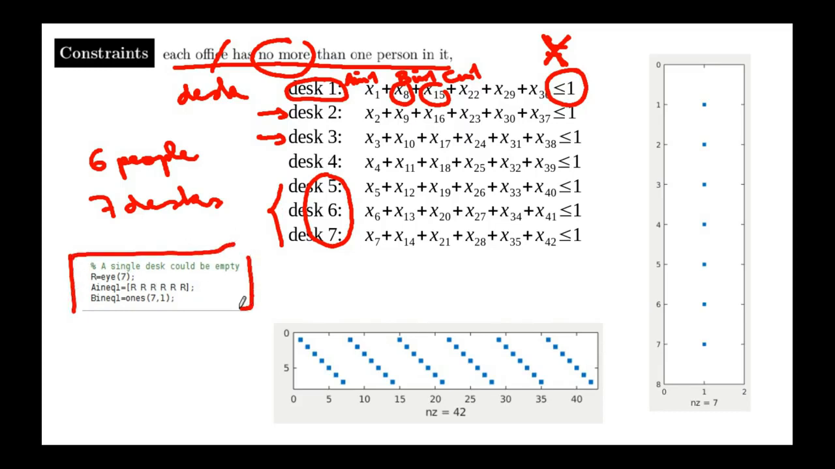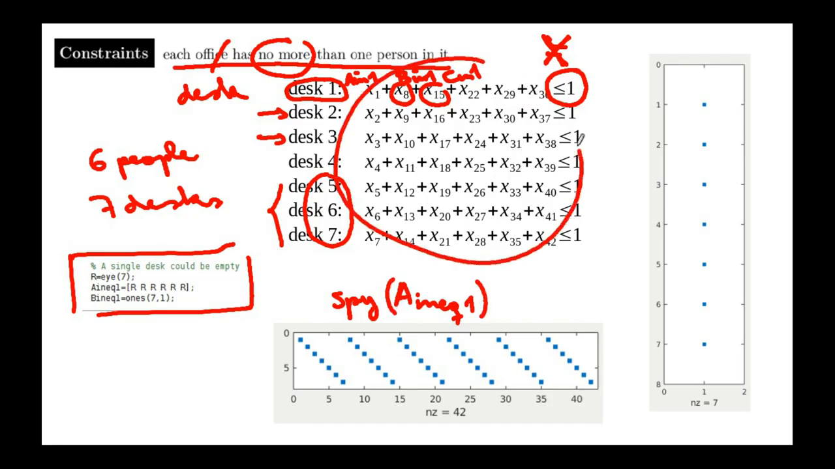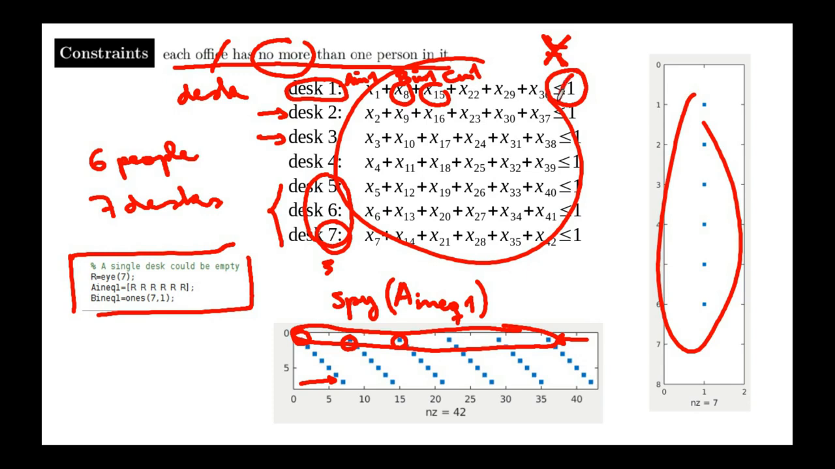This is how I translate this into a MATLAB form. This is the spy of this A inequality 1, yeah? Spy of this matrix. So this matrix in here, as you can see, the first element, the 8th, the 15th, the first element, that's the 8th, that's the 15, can you see here? So this is the first equation with all these elements in the first row, the second equation, third, fourth, fifth, sixth and seventh equation, because I have 7 desks. So here we have 7 equations, okay? And here are all these ones that you can see here, because this is a spy of B inequality 1, yeah?